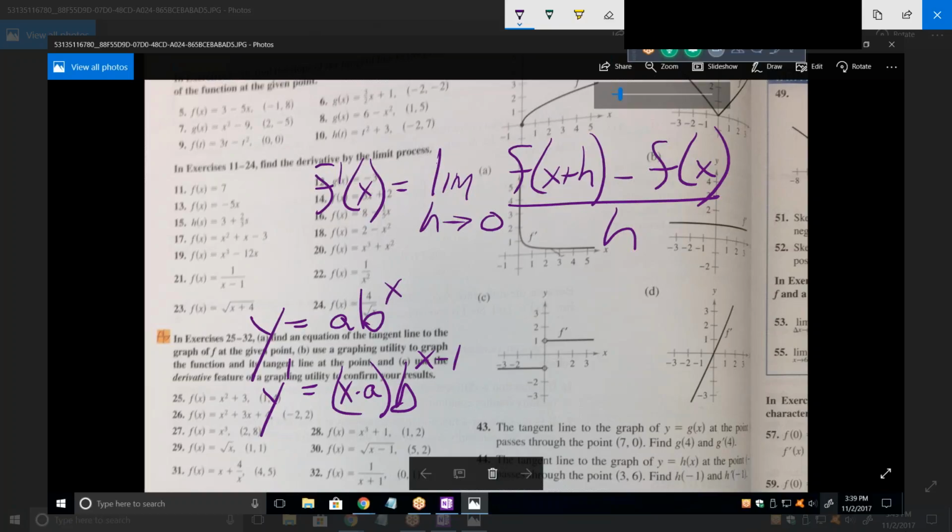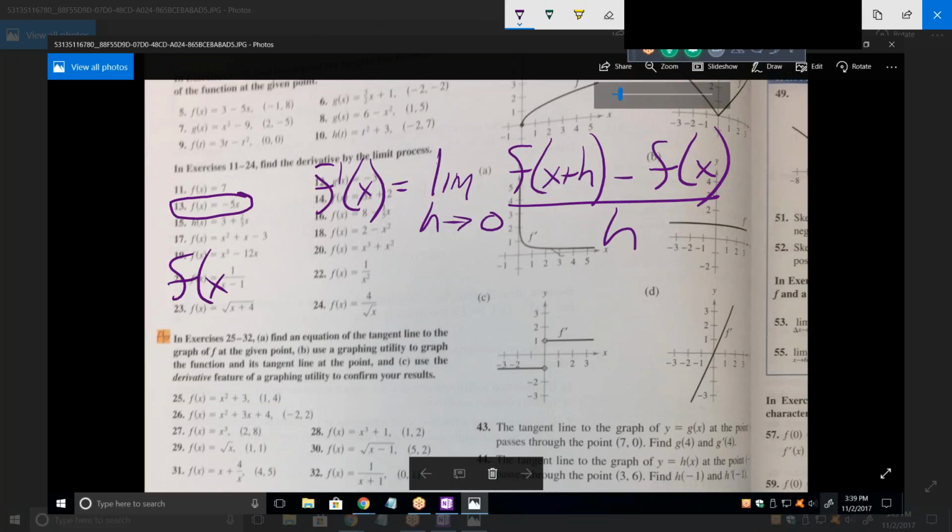Okay. Now let's take one of these straightforward ones and do it the hard way. And the one I want to do that makes more sense is this one right here. Okay? Yeah. So let's do this by this limit process. Well again, the limit process requires you to know f of x and f of x plus h. So let's list those over here. F of x is minus 5x, correct?